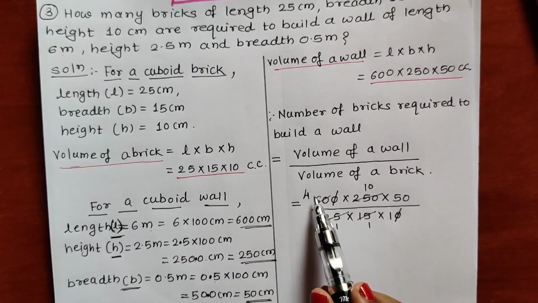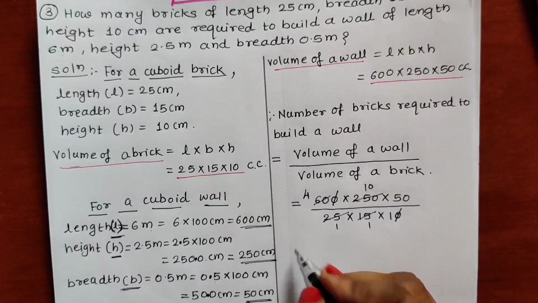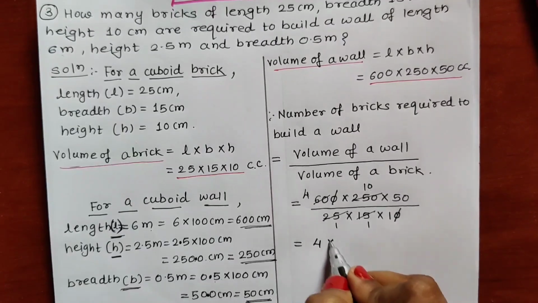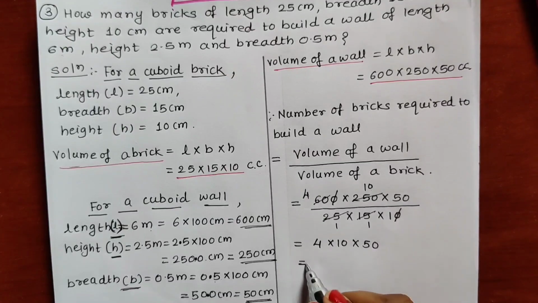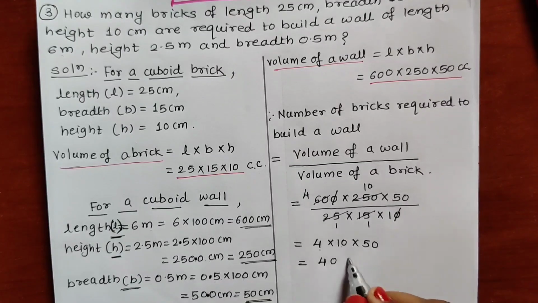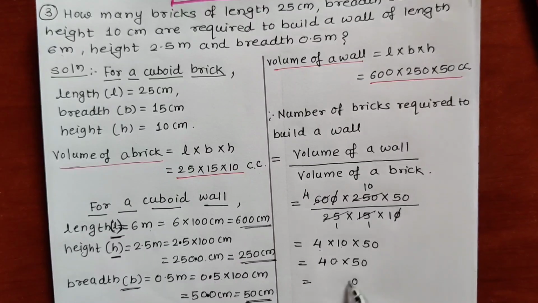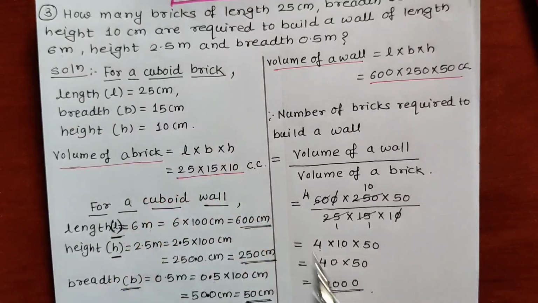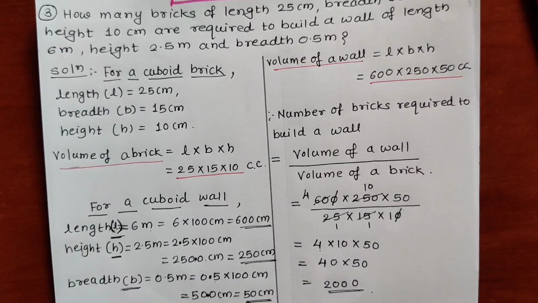Let us see what is remaining in the numerator. 4 multiply by 10 multiply by 50. That we are going to write here, 4 into 10 into 50. 4 tens are 40. 40 into 50, 0 0, 4 fives are 20. So how many bricks we are required to build the wall? Number of bricks required to build a wall are 2000.